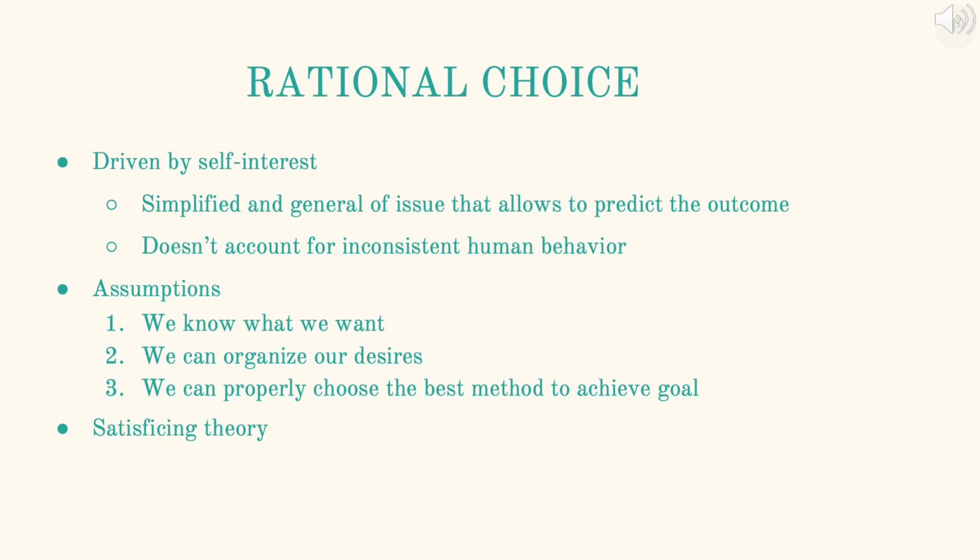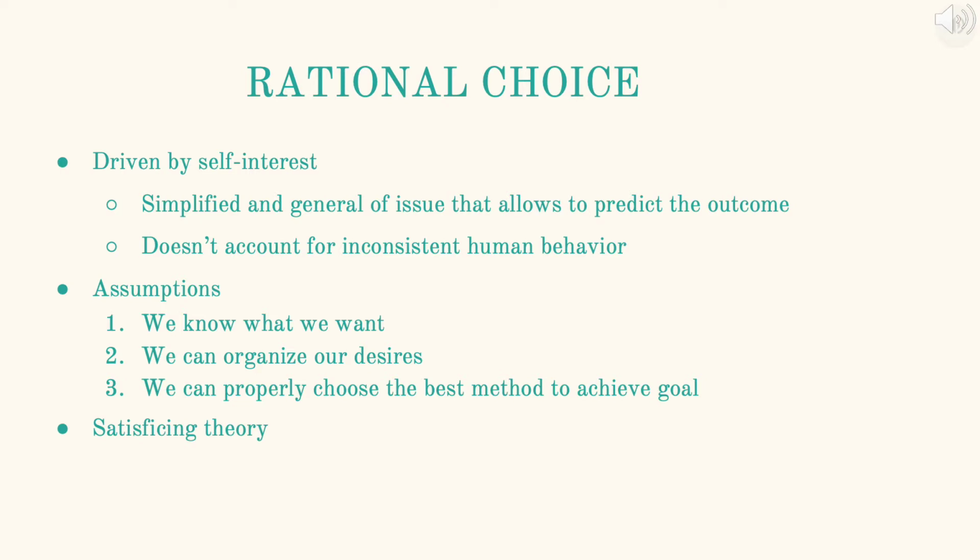Now the next theory is rational choice theory. This theory is mainly driven by self-interest. It works by simplifying the issue, therefore allowing the individual to predict possible outcomes for their choices. However, it doesn't account for our inconsistent behavior.